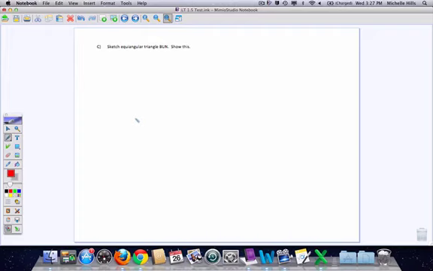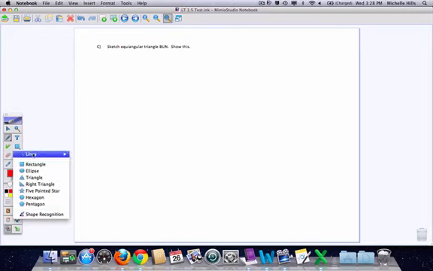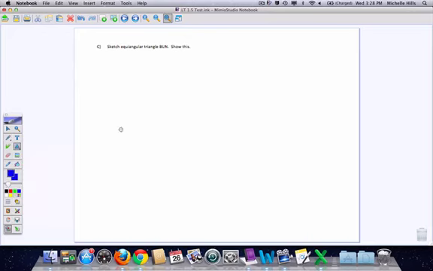Equiangular triangle BUN. Now, it said equiangular, and I'm going to have to freehand draw this one because the one on the template isn't all that good. So, let's see how this goes.